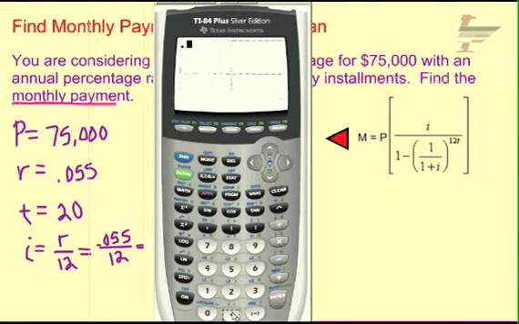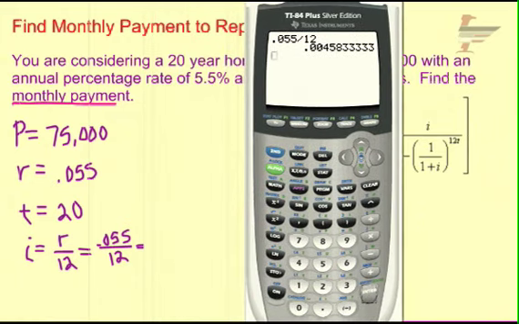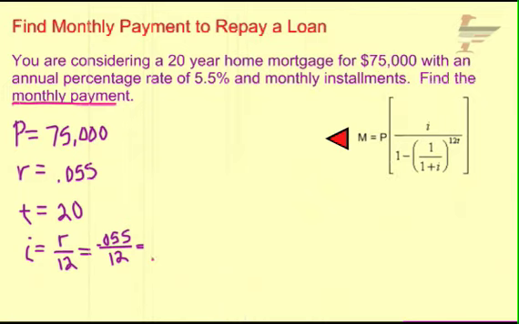Let's see here, 0.055 divided by 12. And we get this nice number, 0.00458333, and then all those threes. The more the better. Okay, so now we just set it up in our formula.